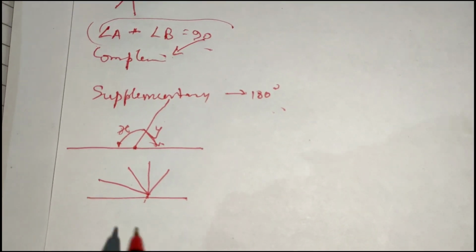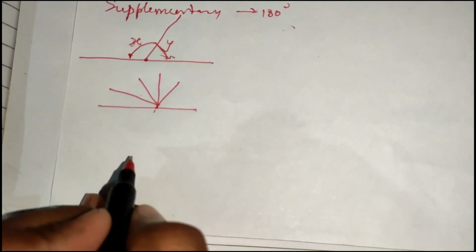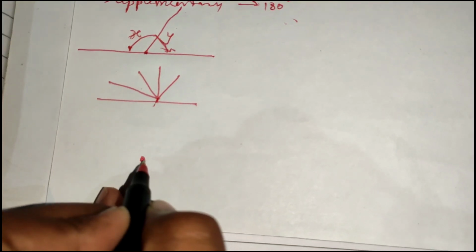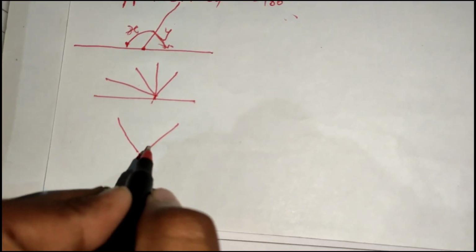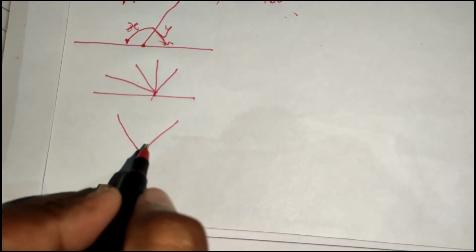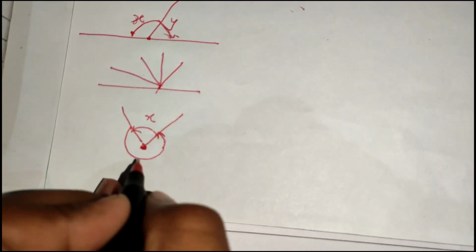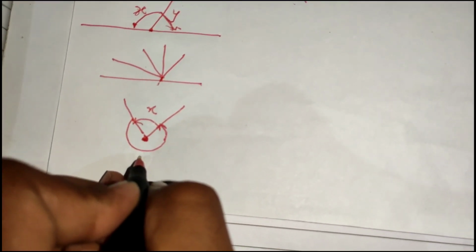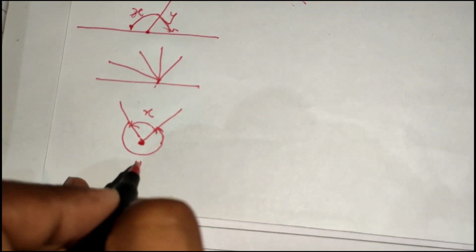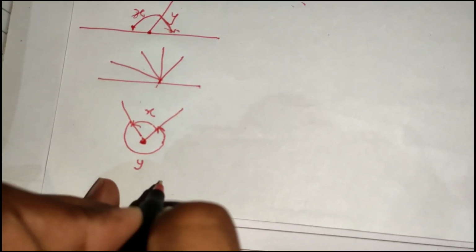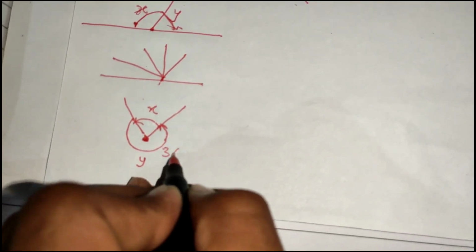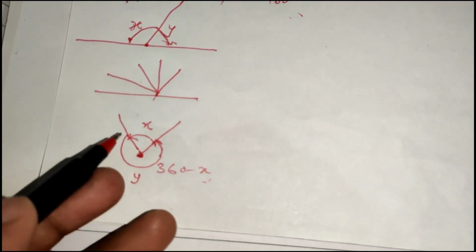And similar to this property, there's another property. The sum of all angles at a point is 360 degrees. So if this is a point and we have two angles, the first one is this and the other one is this. If this angle is x, then this angle is y, such that their sum is 360 degrees. Or we can also write it as 360 minus x, because their sum is 360 degrees.